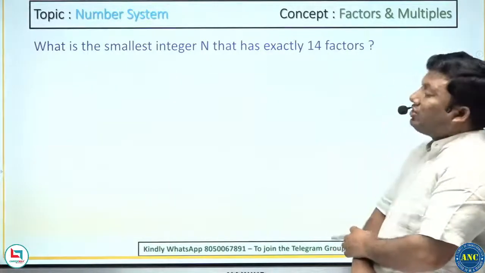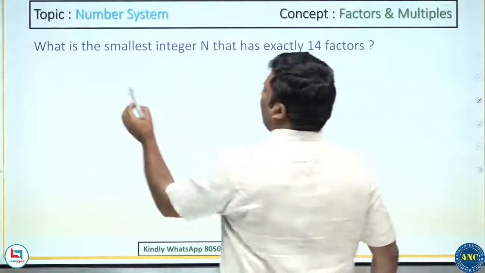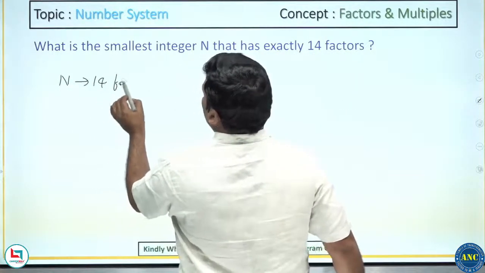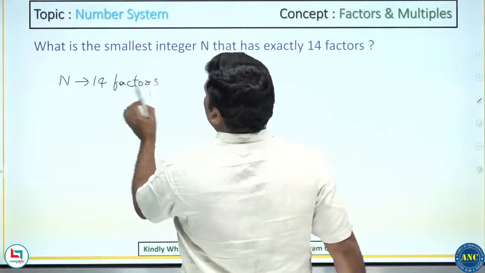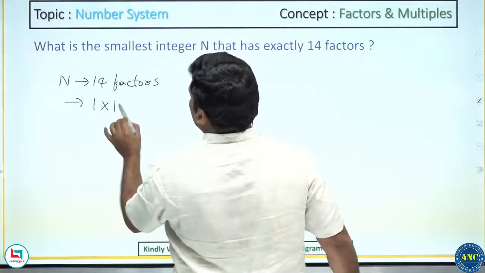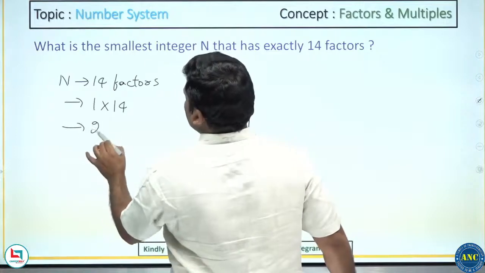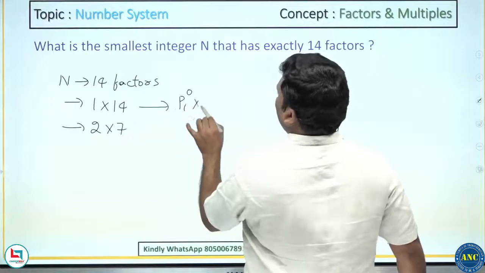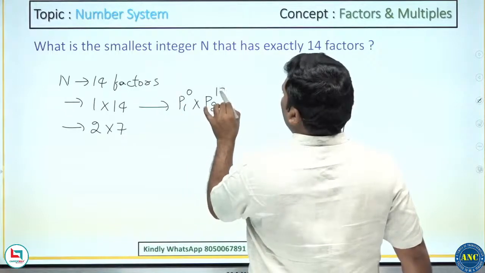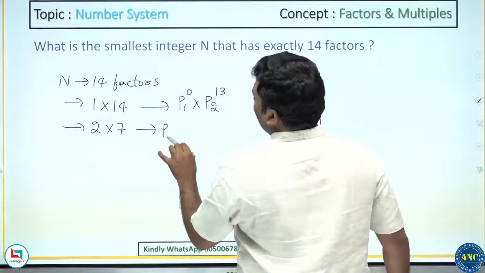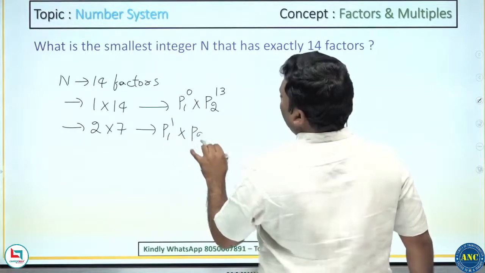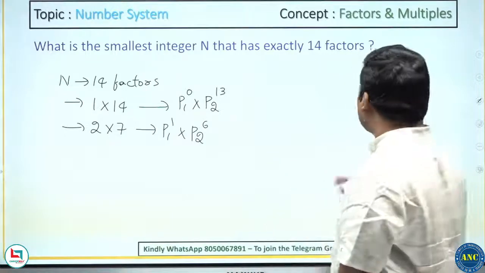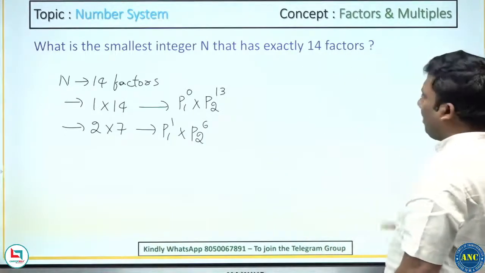What is the smallest integer that has exactly 14 factors? By this time you have an understanding of how to split it. 14 can be written as 1 into 14. Next it is 2 into 7. 14 it is P1 power 0 into P2 power 13. If it is 2, power 1 into P2 power 6. 2 and 7 are prime numbers, you cannot split it further. P1 and P2 are prime numbers.